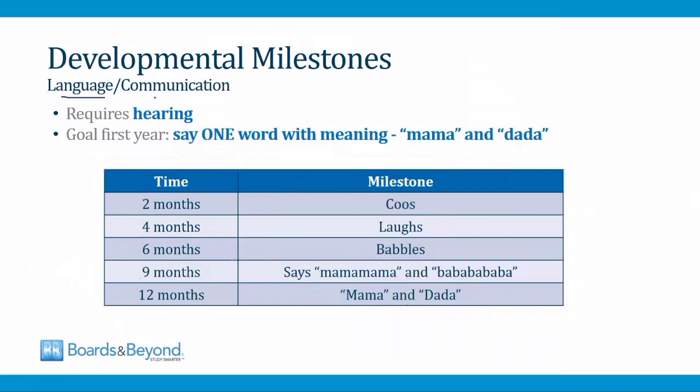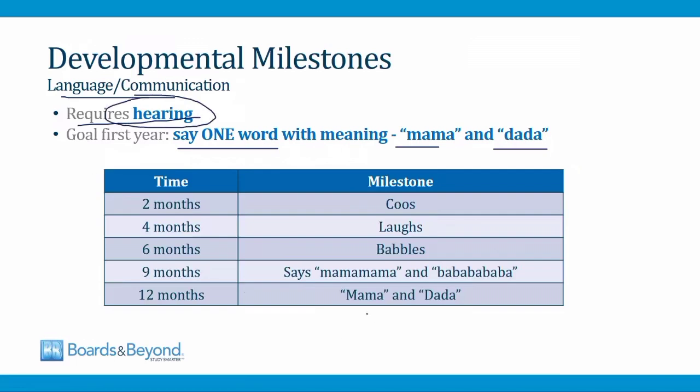In terms of language and communication, the goal of the first year of development is to acquire the ability to say one word with meaning. So 1-year-old babies can say things like mama and dada, and they know what those words mean. They say them as they are pointing to their mother or father. It's always important to remember for your board exams that normal language and communication development requires hearing. So a baby that is progressing normally in many areas but not in language or communication may have a hearing problem and need a hearing test.